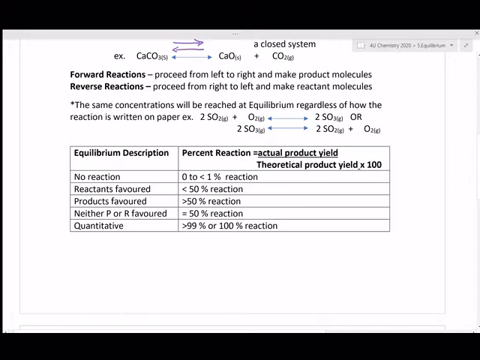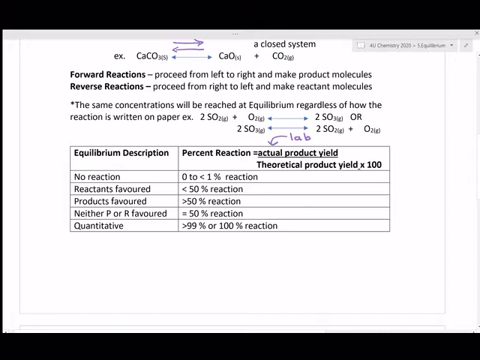So percent yield, percent reaction, you remember, is the actual product you get divided by theoretically what could you have got when you did your stoichiometry calculation. So actual is in the lab or the factory. Okay.